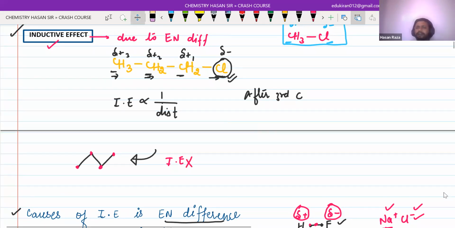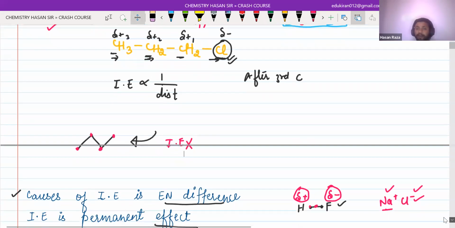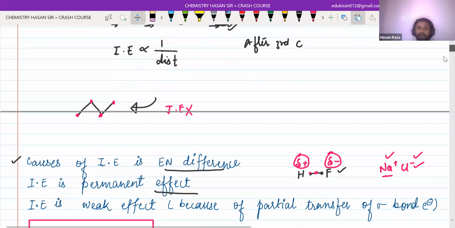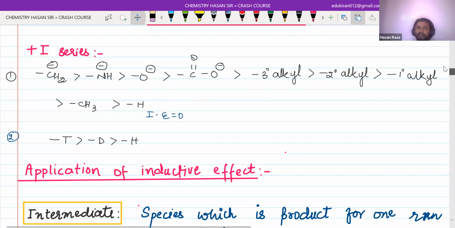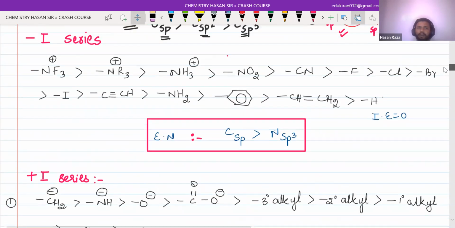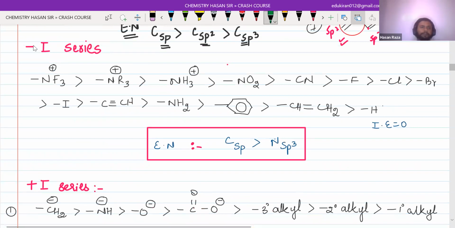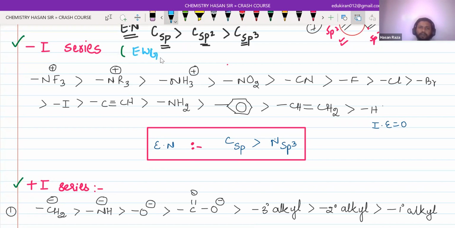So it is not necessary that every compound will have an inductive effect. It may or may not, depending upon the group attached to it. Now, since I told you inductive effect is of two types, minus I and plus I, this is the series which will be used to solve the question. Minus I means electron withdrawing group. I will write it as EWG, the short form that I am going to use, electron withdrawing group.